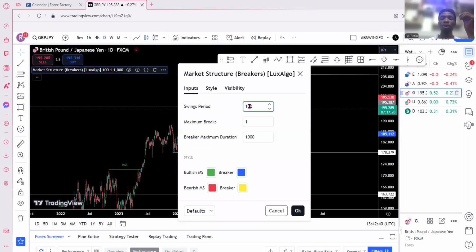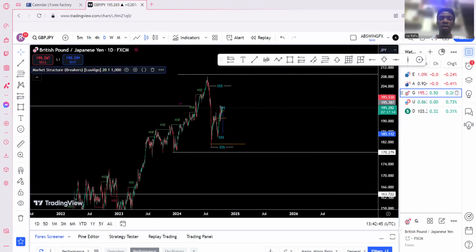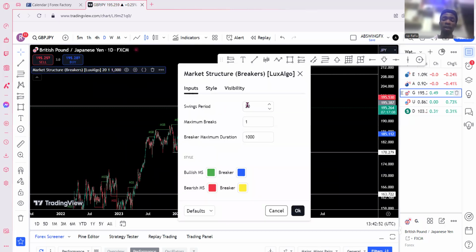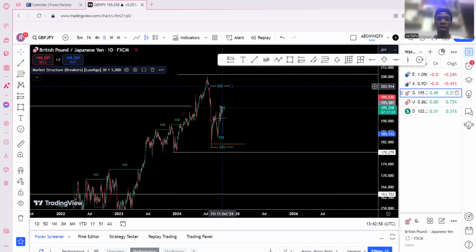reduce this to around 20. Can you see we have MSS, MSB, MSDs, but the best accuracy is around 30. The best accuracy is around 30. When you have your 30, you see the MSB was good. The other one was just impulsive from this low.